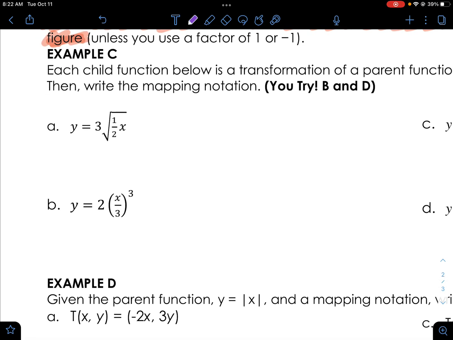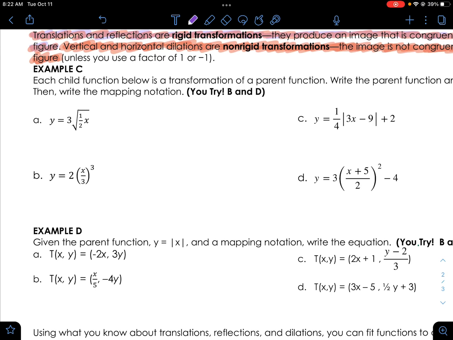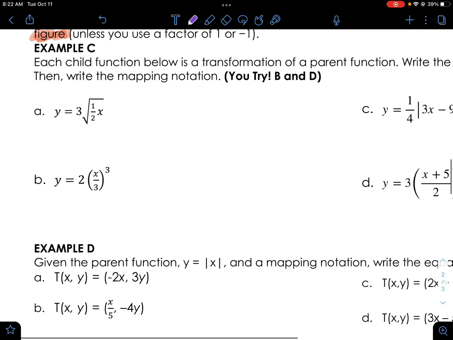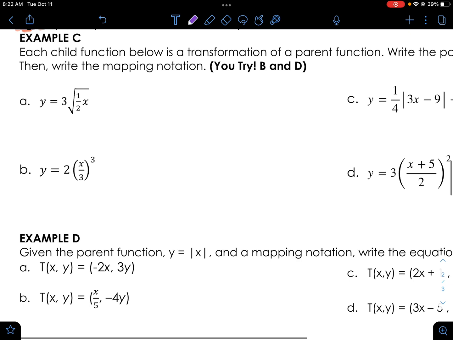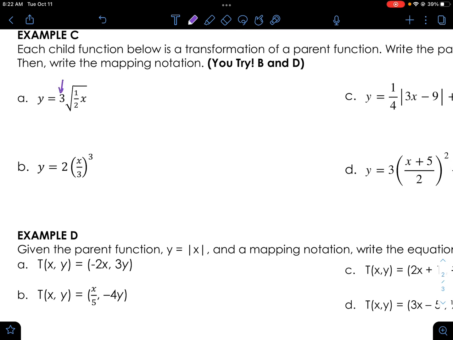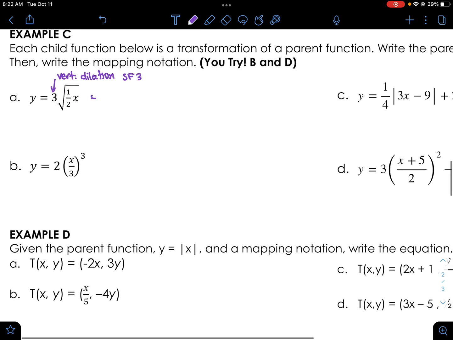So first off, when you have the equation and you're going to the mapping notation, you want to take a look at what the dilations are first. So if I look at this, I see that I have a vertical dilation of a scale factor of 3. And then I have this, which technically can be rewritten as 3 times the square root of x over 2. And so what that allows me to do is see that I have a horizontal dilation of a scale factor of 2.